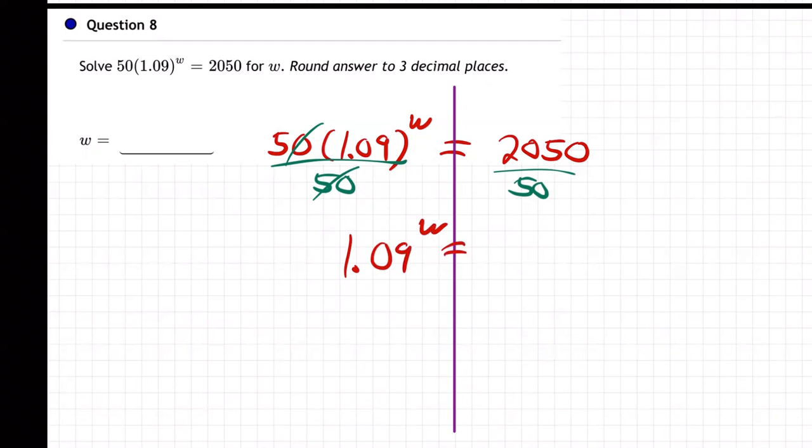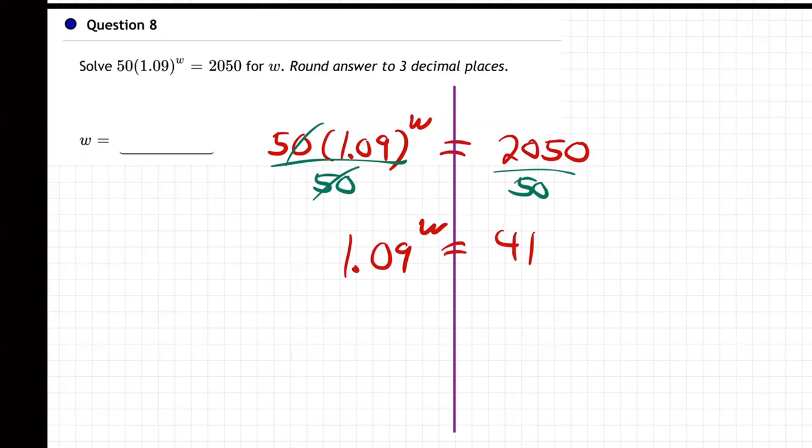And on my calculator there, let's see that number. I'm getting 41. All right, divided out of my calculator. Now, what do we do from here? How do we get rid of that W?